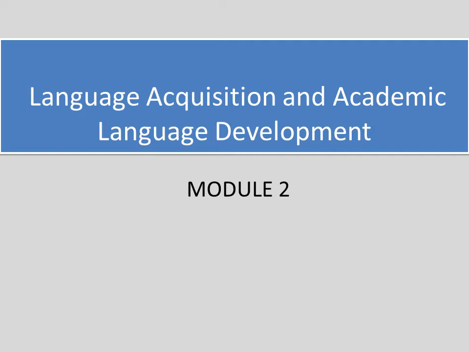Welcome to our second module in the Introduction to English Language Learners and WIDA course. This module is entitled Language Acquisition and Academic Language Development. In this module we're going to be focusing on how languages are learned, first and second languages, and then how we can apply this acquisitional knowledge to the academic setting in our work with students in the classroom.